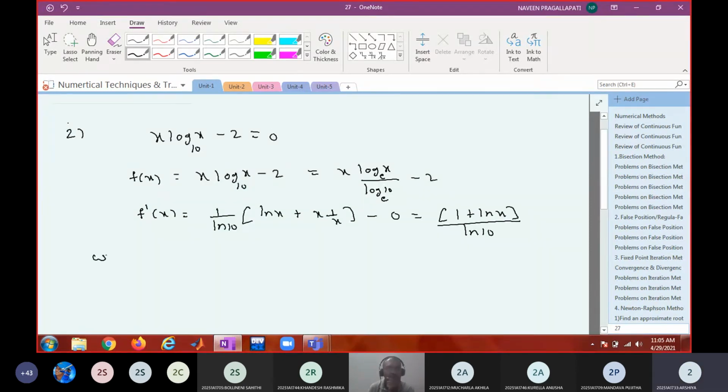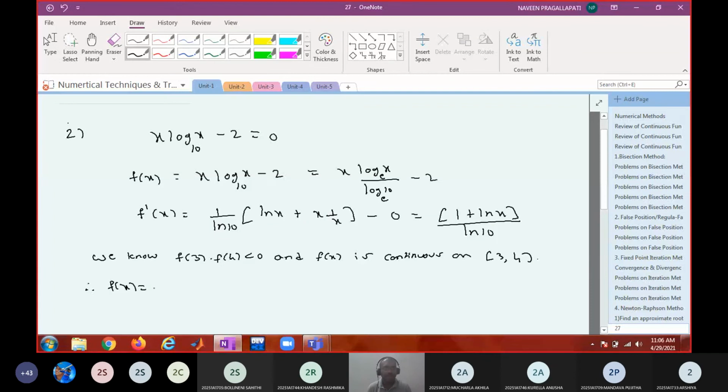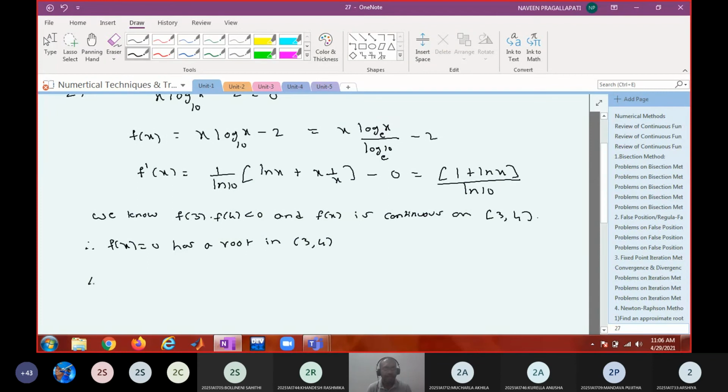Yes, sir. And we know f of 3 into f of 4 is less than 0 and f of x is continuous on the closed interval 3 to 4. Therefore f of x equal to 0 has a root in the interval 3 to 4. Okay, so shall we start with the midpoint? Let us take x naught equal to 3.5.